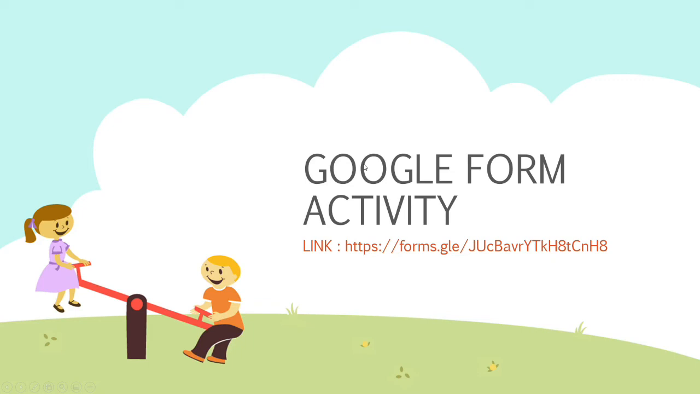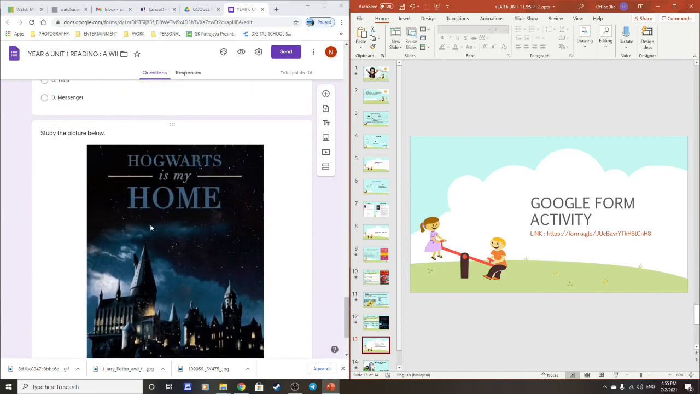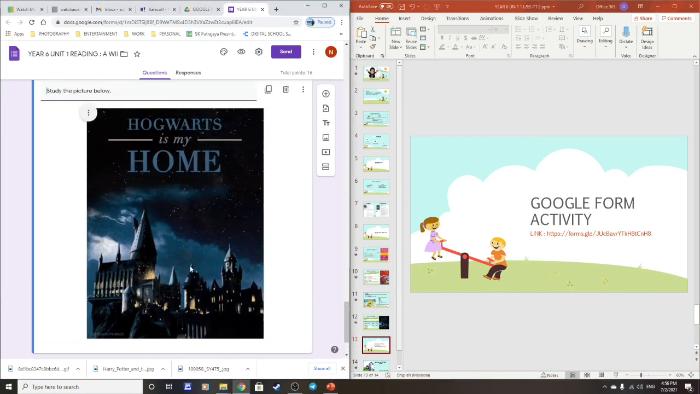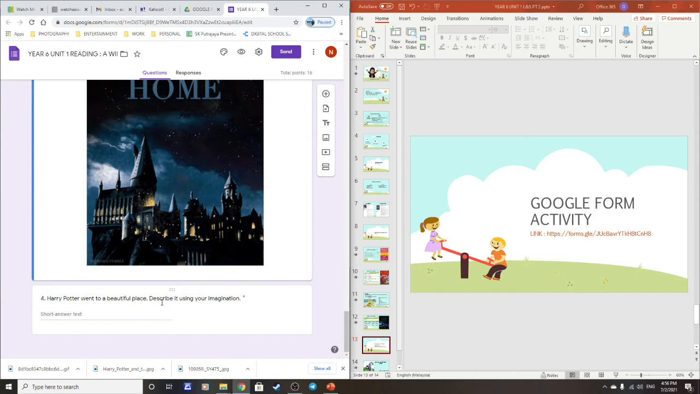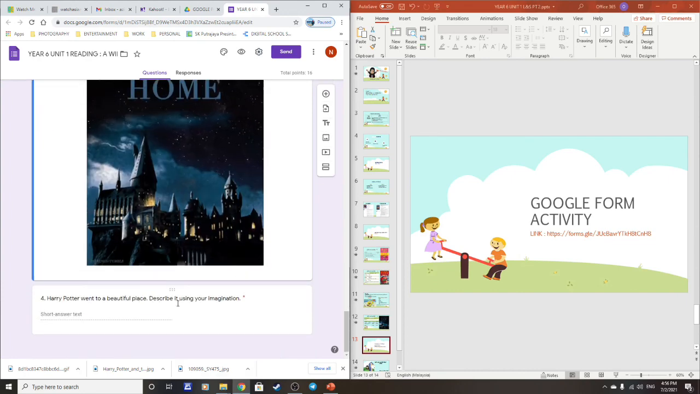Alright, next you just go to this Google link and answer the question. Okay, so here I also put in the same picture, Hogwarts is my home, here in the Google Form. Using this picture, try to describe the place that Harry Potter went to using your imagination. So if you are having trouble with imagining where Harry Potter went to, you can use this picture, describe this picture, and write the answer here. Okay.